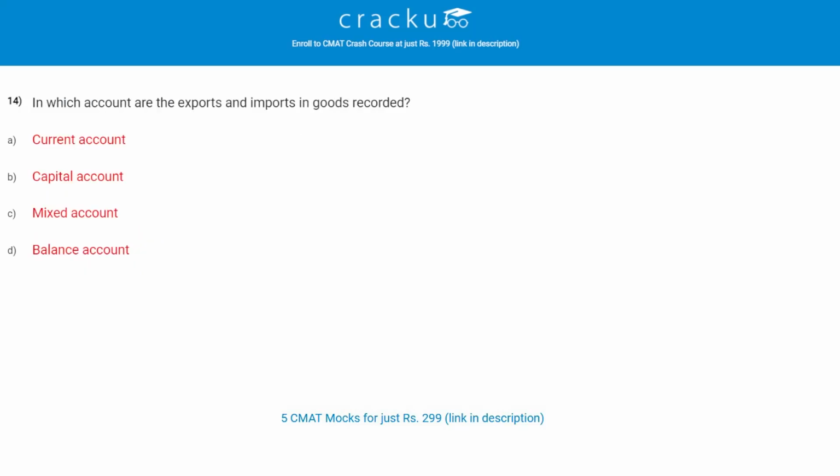Let's check the next question. In which account are the exports and imports in goods recorded? The correct answer is A. Current account.